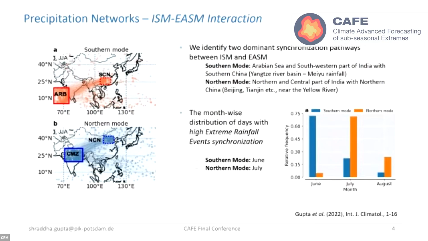Next, we identified those specific times when there is high synchronization between the pair of regions for each mode. By that I mean when the number of events exceeds its respective 90th percentile threshold simultaneously or within a certain temporal delay for both the regions. And in doing that, when we did a month-wise distribution of these specific days of high synchronization, we found that the southern mode peaks in June, while the northern mode peaks later in July.